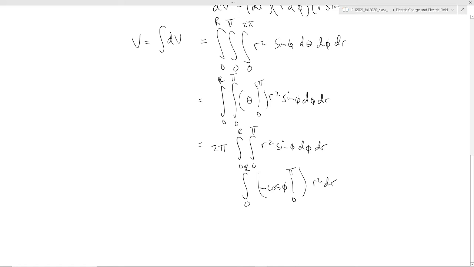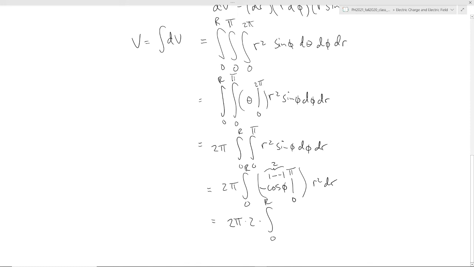Now notice this, so it's negative, so we would have cosine of, so what does this equal? This would be negative negative 1 minus negative negative 1 again, minus 1. So this would be equal to 2. So we pick up another factor of 2 from this. And then we have just our R integration left.